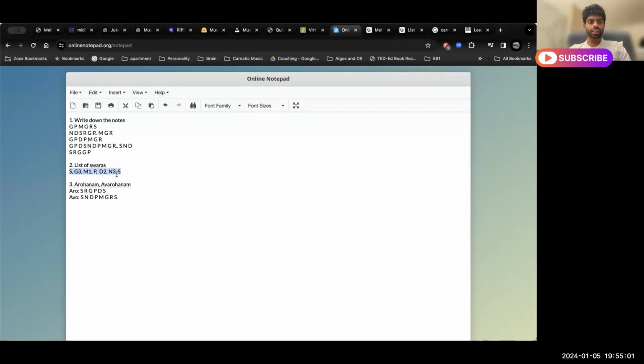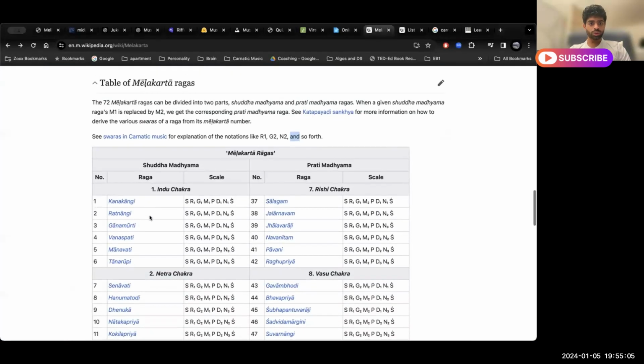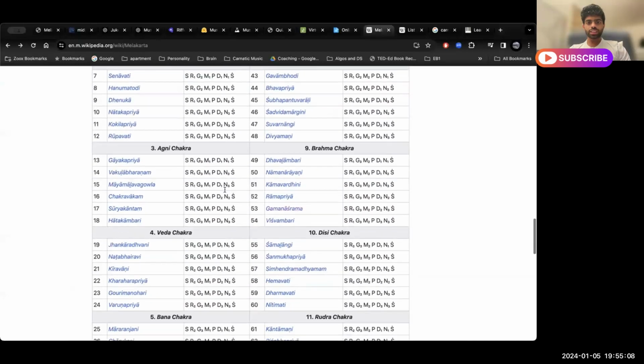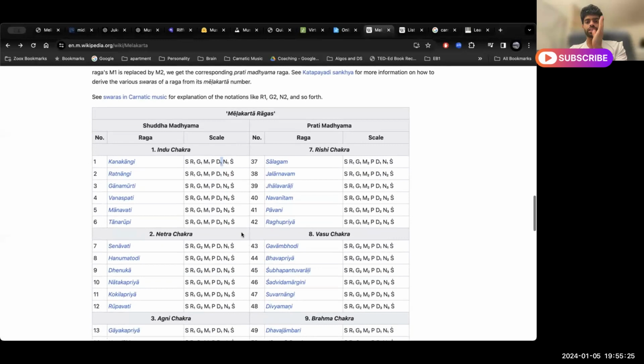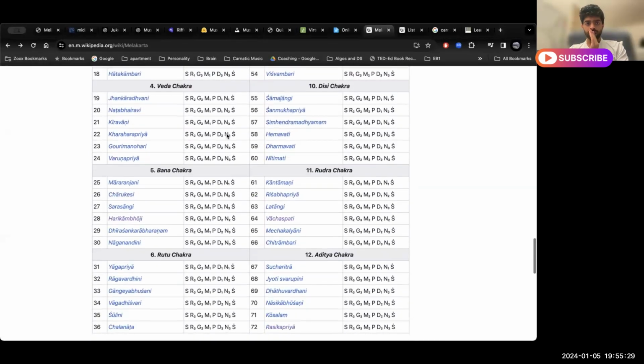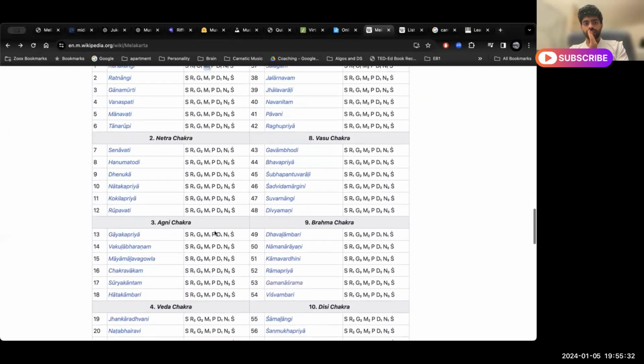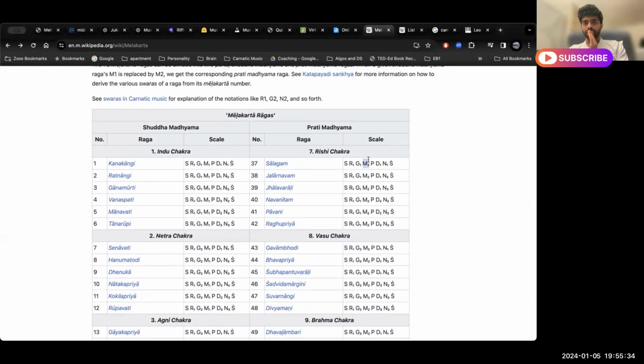So it's very easy to identify. So M1 is the first note. So if you see this chart here, there are 12 chakras. Chakras are a very nice classification. If you see on the left side, there is M1 always. So in all the left Melakarta ragas, there is only M1. In all the right Melakarta ragas, there is only M2. So we'll only look at the left side.